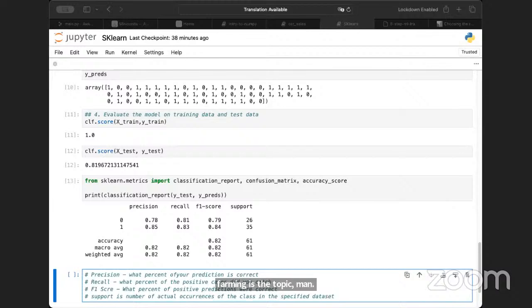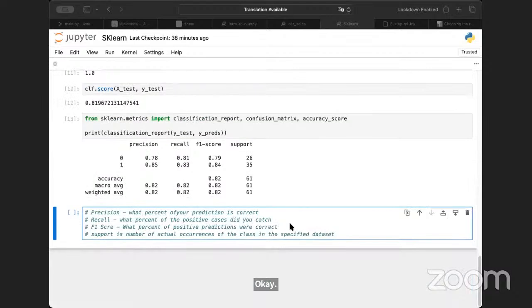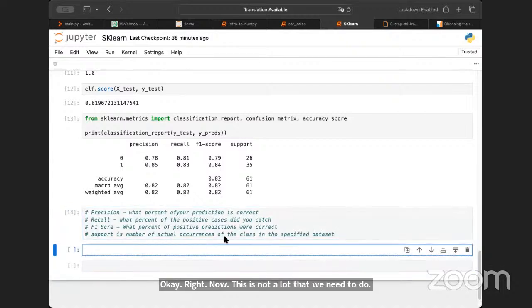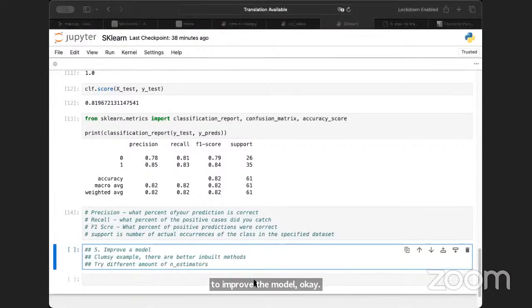Right. Now, there's not a lot that we need to do, so let me rush a little. For example, if you want to improve the model.